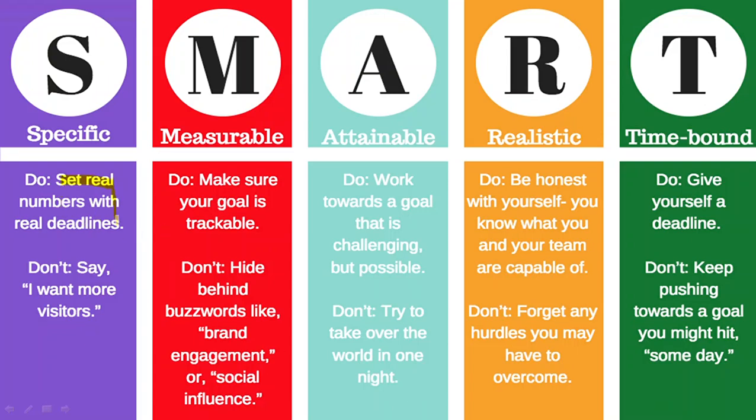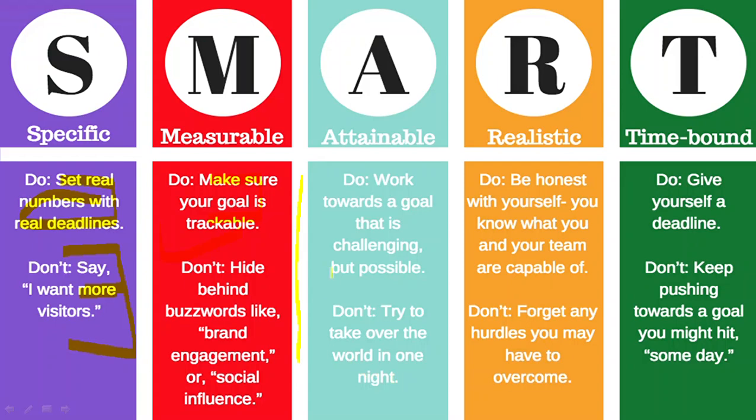So S, that is specific. Set real numbers with real deadlines. Don't say, I want more visitors. How much more? So you have to be specific, you have to be measurable when deciding your goals. Make sure your goal is trackable. Don't hide behind buzzwords like brand, engagement, social influence. You have to be measurable, the things that can be measured. You have to put your objectives in those measurable frames.